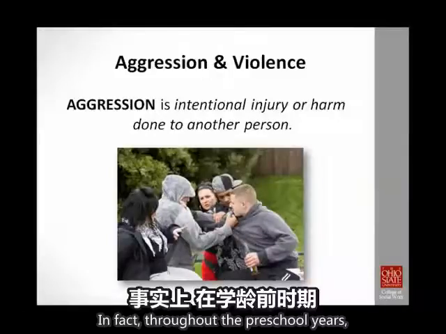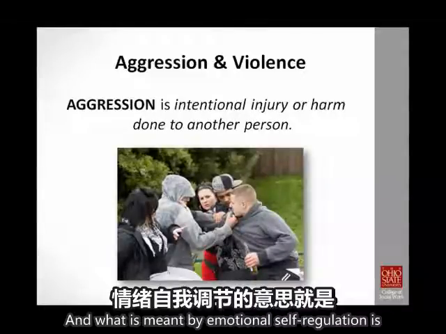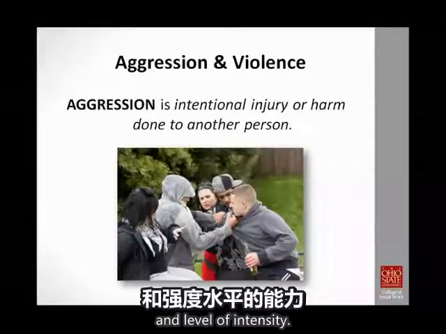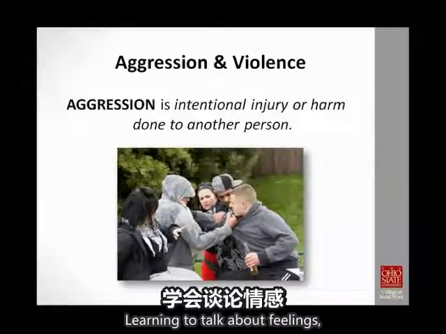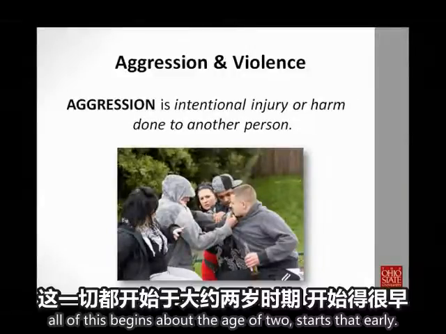In fact, throughout the preschool years, children really begin to develop emotional self-regulation. And what is meant by emotional self-regulation is the capacity to adjust emotions to a desired state and level of intensity. Learning to talk about feelings, engaging in strategies to regulate feelings, all of this begins about the age of 2.